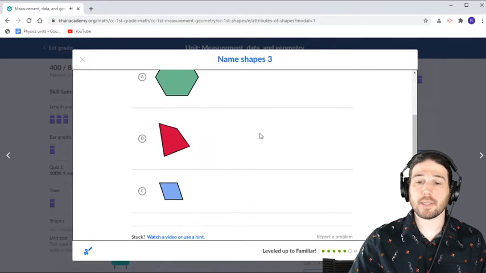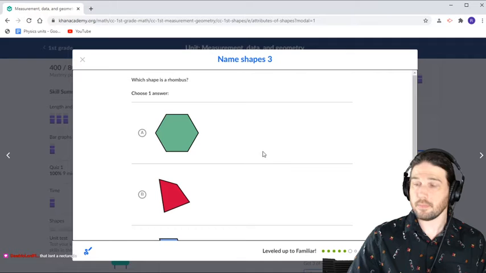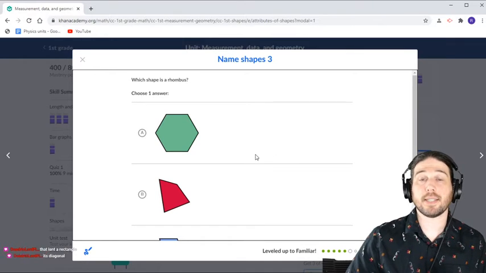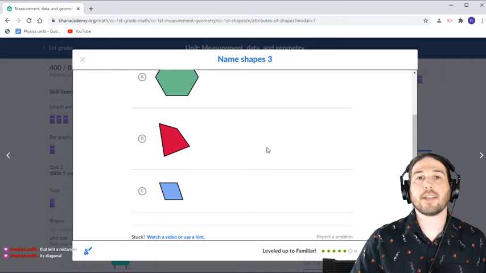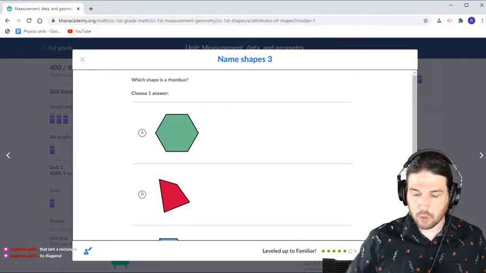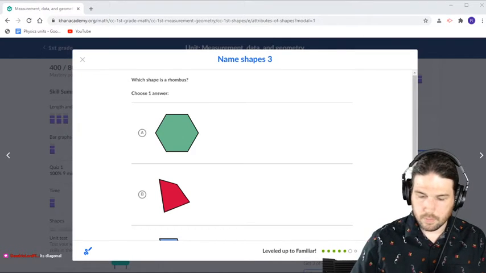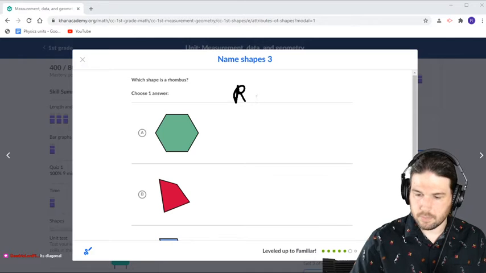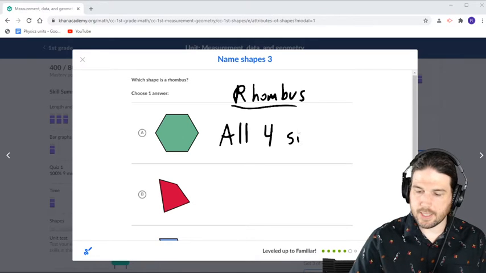A rhombus. A rhombus is a quadrilateral, which means A is out. This is a hexagon. That has all 4 sides congruent. All 4 sides are the same. So I'm going to write that down really quick. Rhombus. All 4 sides are the same.